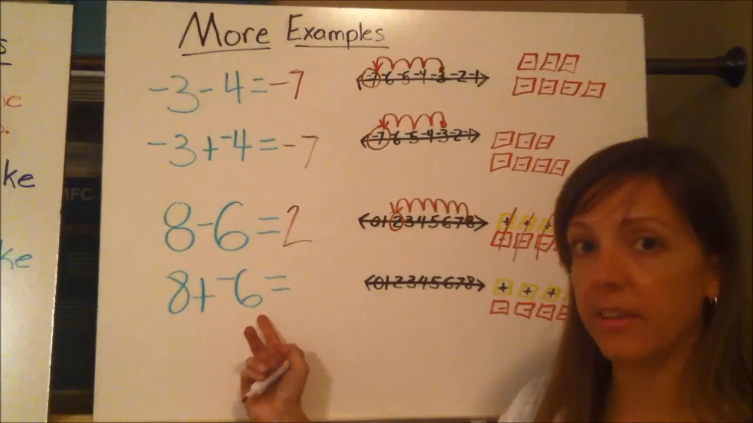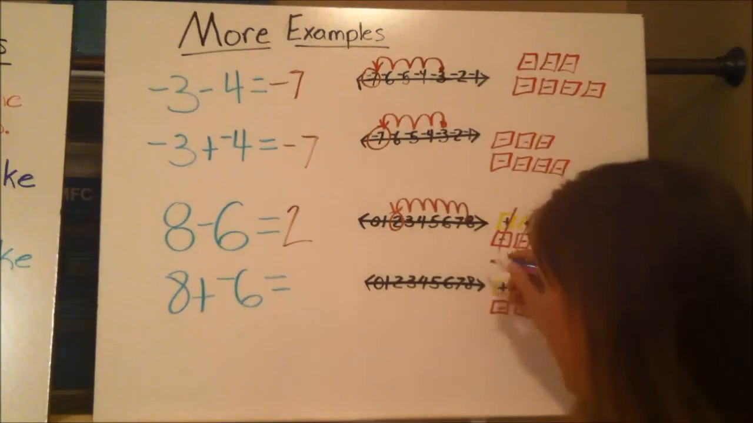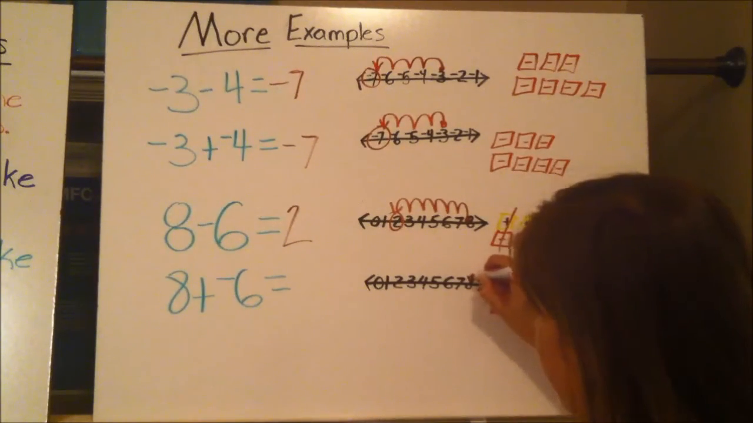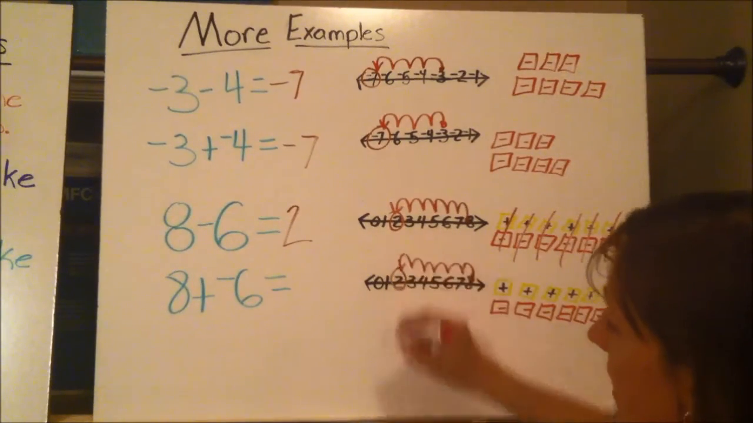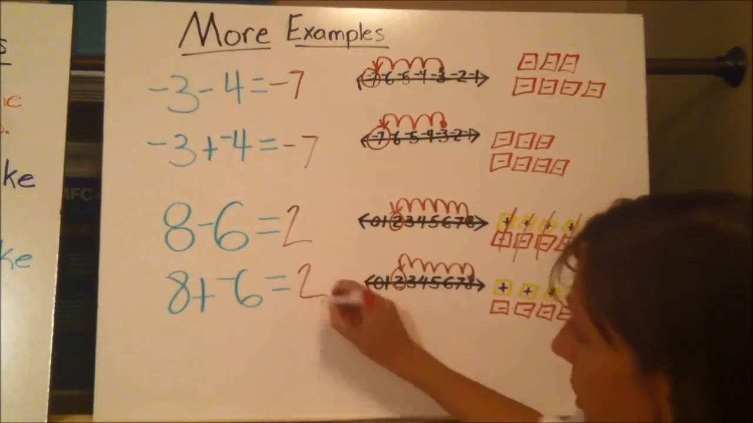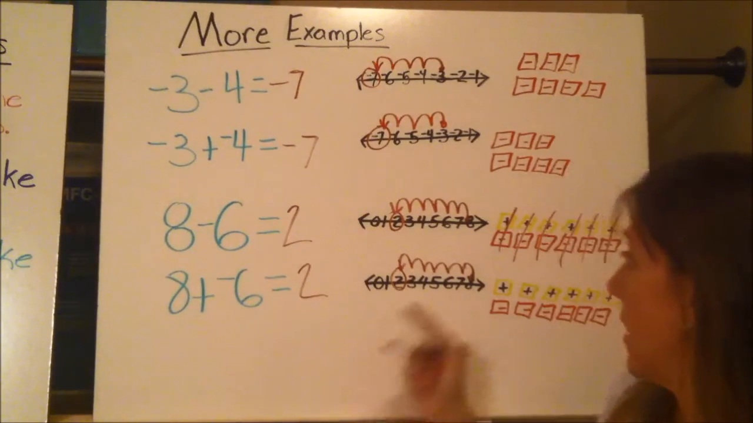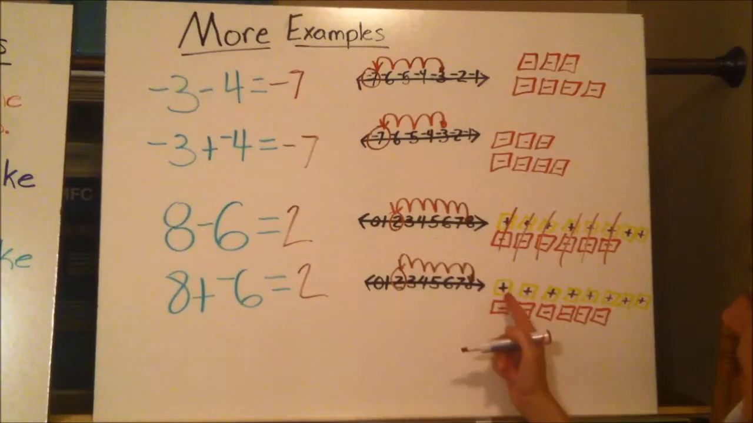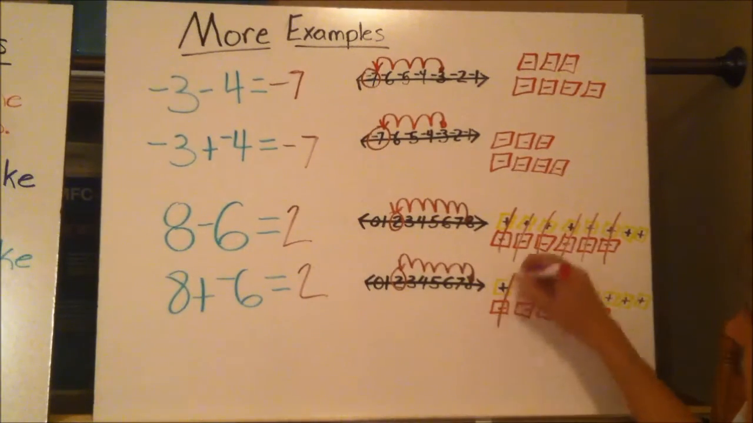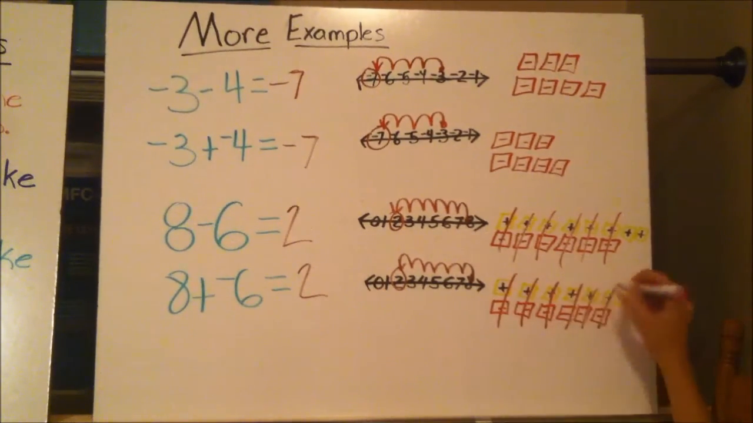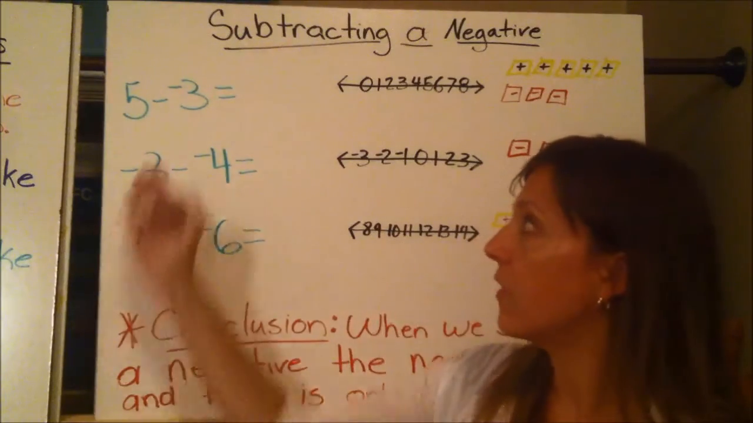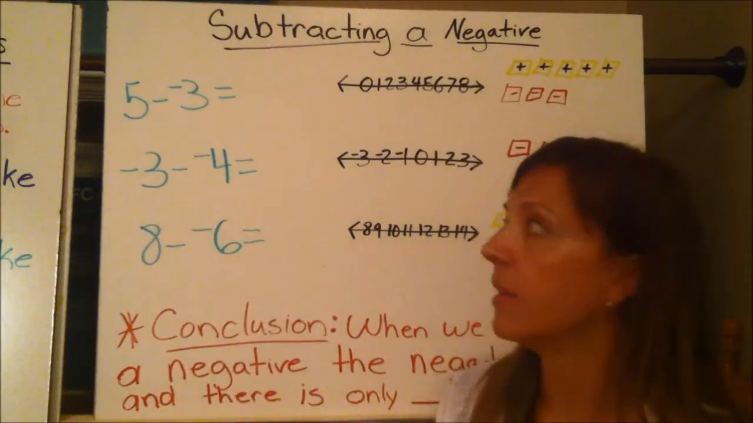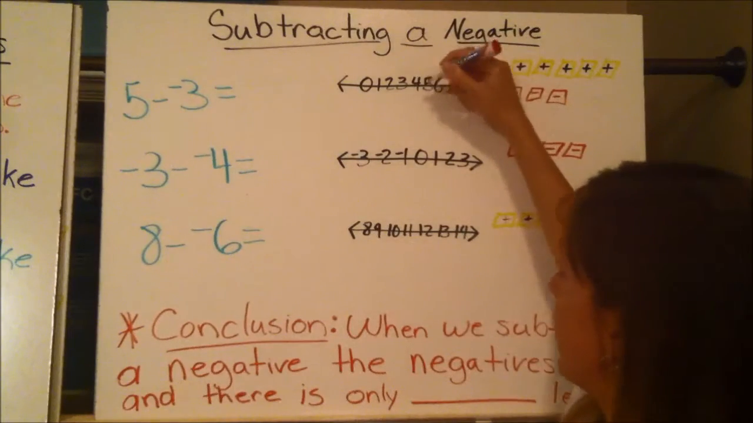8 plus a -6. I'm going to begin with 8 on my number line, and I'm going to move 1, 2, 3, 4, 5, 6 in the negative direction, which leaves me with 2. Again, I'm looking at my integer chips. I have 8 positives and 6 negatives. These will cancel out and leave me with 2 positive integer chips. Subtracting a negative. 5 minus a -3. Let's start with +5.